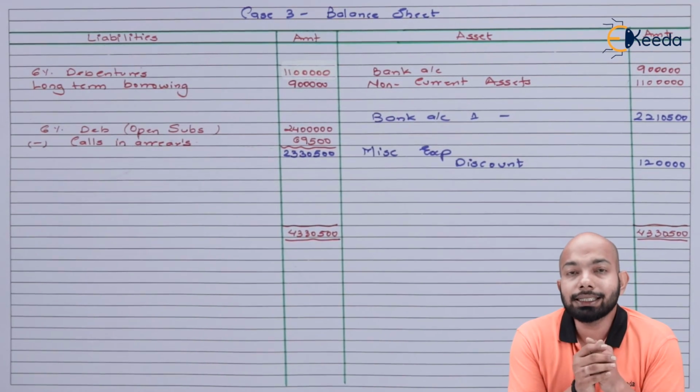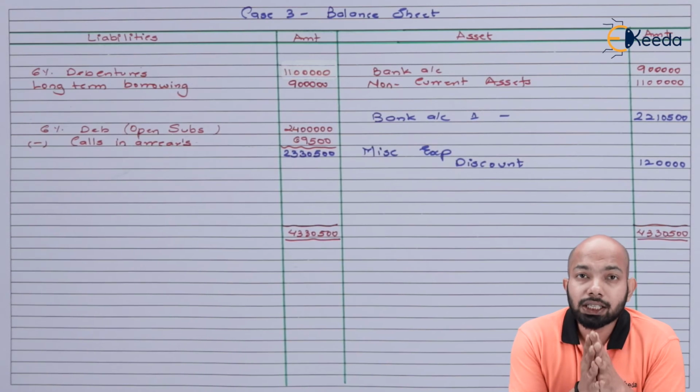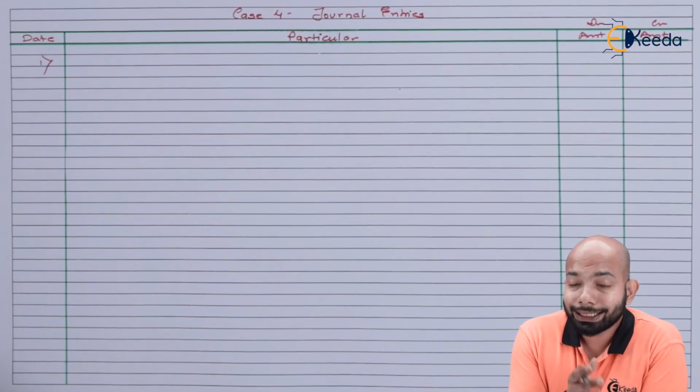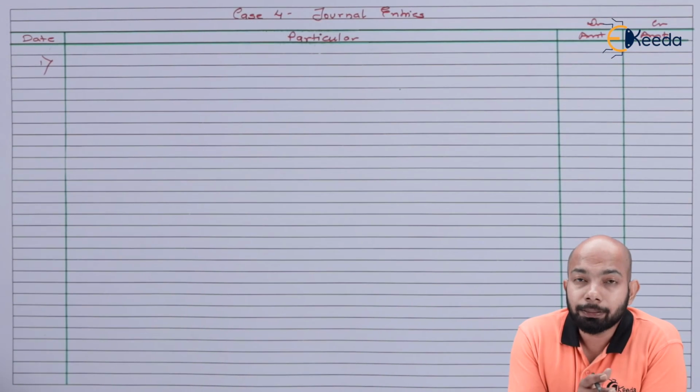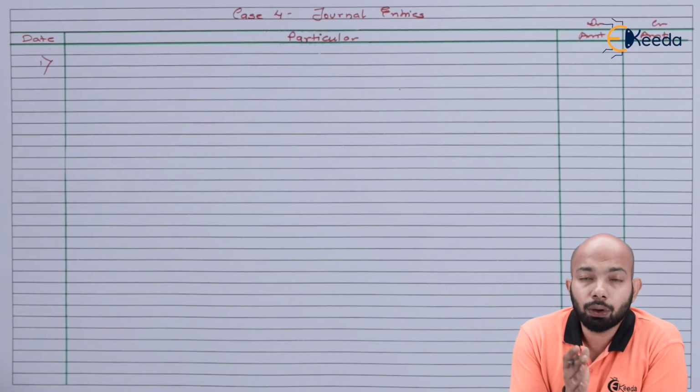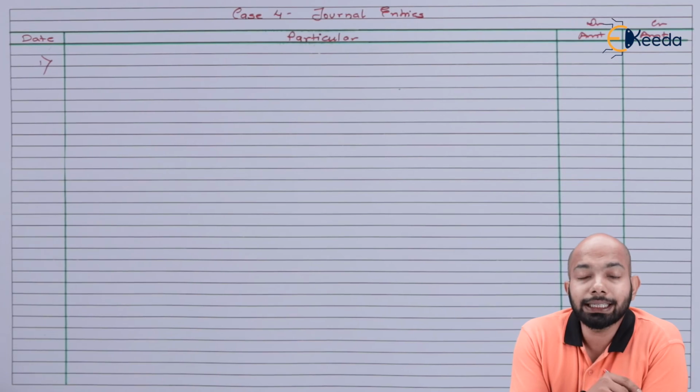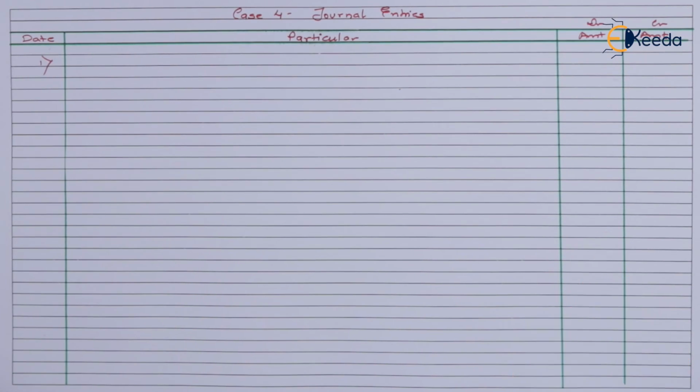Let's move on to the last case, which refers to the case 4 details. Let's start with the journal entries of that. Now, again in the case 4, ABC Limited issued certain debentures for open subscription. So let's pass the entry for receipt of that application money.